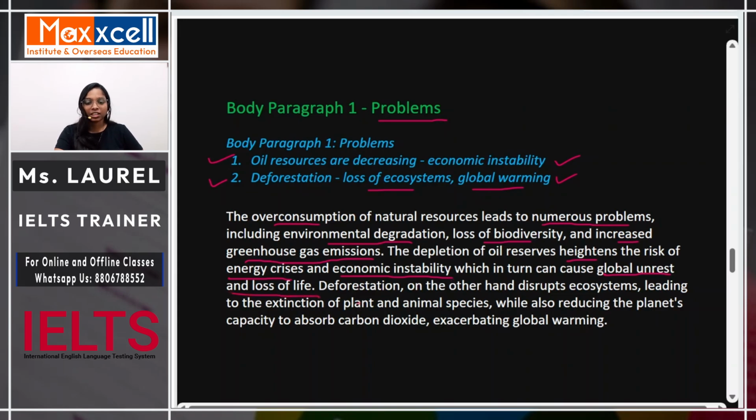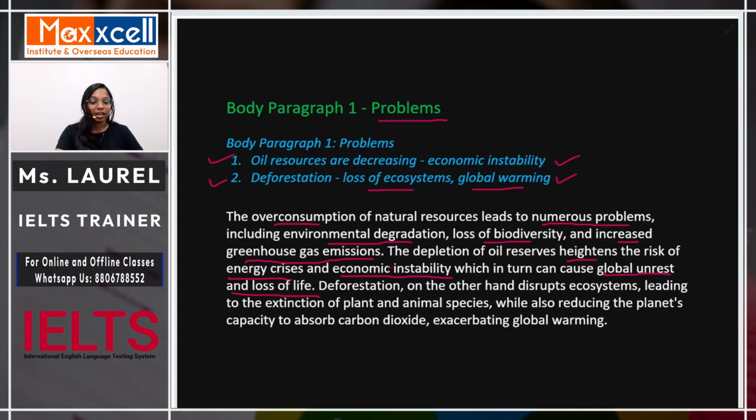Now these are the things that we are showing, that one leads to the other and the other leads to the third thing, which is very, very dangerous, that is loss of life. Now the next point here was deforestation. So how are we going to talk about deforestation?